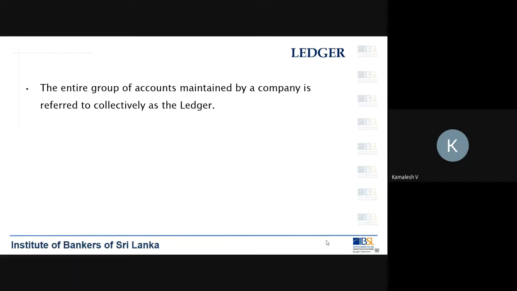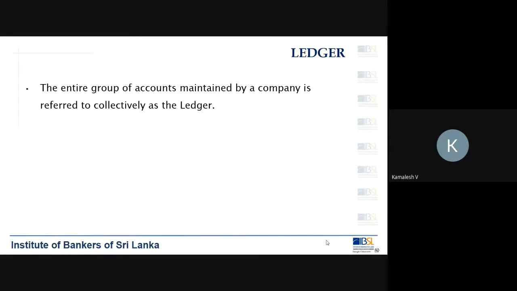Can you remember when we looked at books of prime entry, we also looked at what are real accounts and what are nominal accounts. So this ledger will consist of all these accounts. There will be real accounts, there will be nominal accounts. So you will have a wide range of accounts which is included in the ledger.